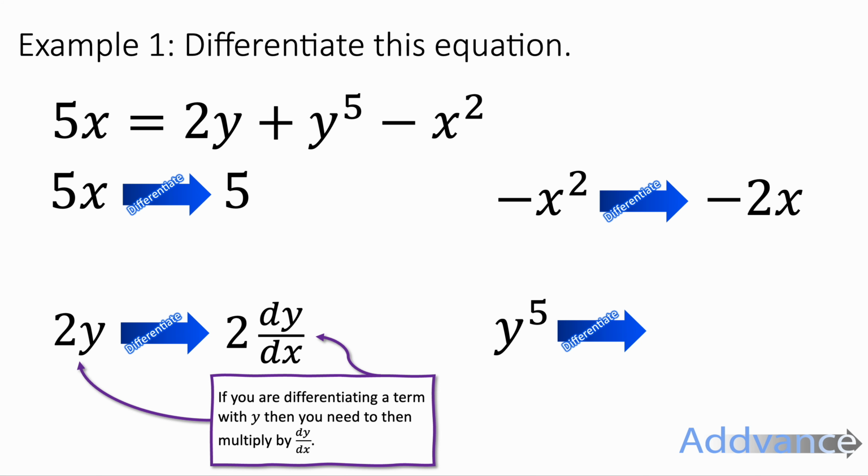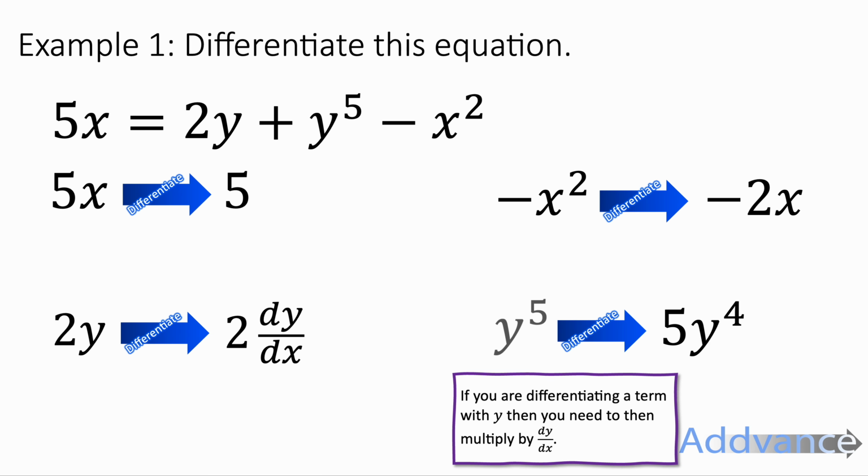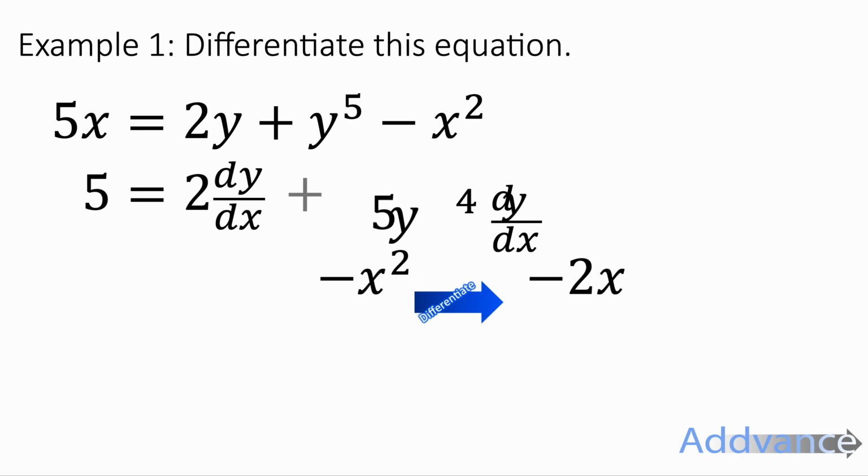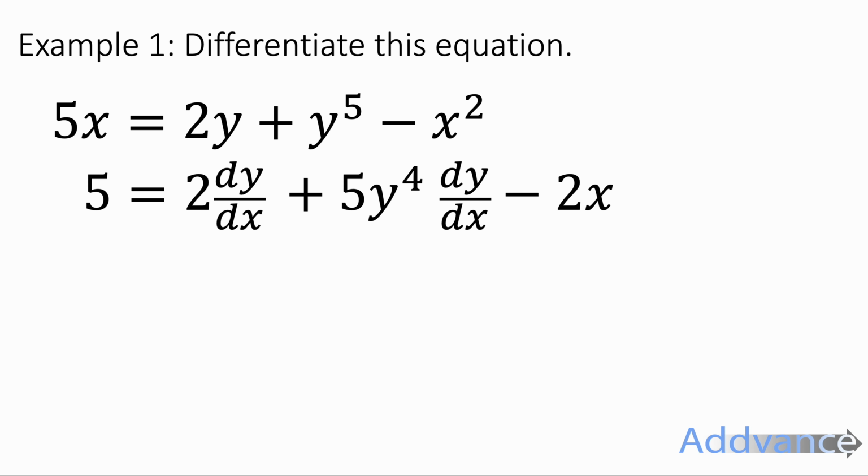The y to the power 5 we differentiate to 5y to the power 4, but we also multiply by dy over dx as we did before, because that's the rule. So we can put those back in order: 5, 2y dy over dx, and then we've got that one. And you can see here I've colour-coded it so you can see which expressions differentiate to which part. The main takeaway here is that if you differentiate an expression with y in, you then multiply the answer by dy over dx.